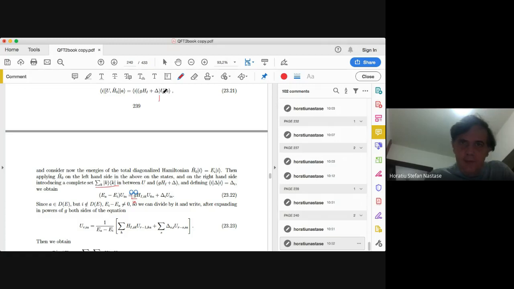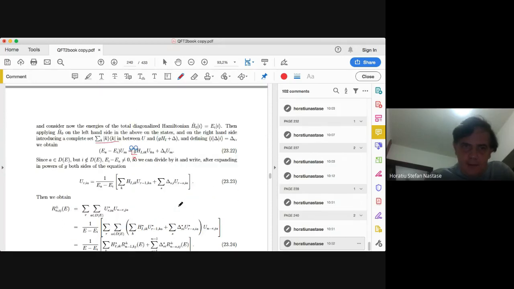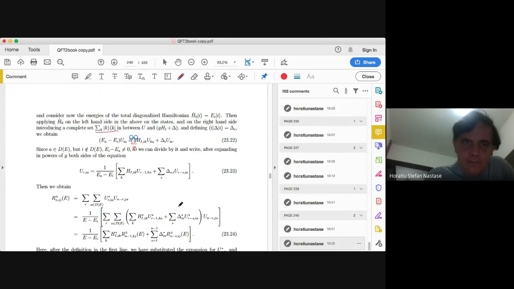And then again, I'm left with u between I and A, so u I A. So I get this equation. Now A belongs to the domain of E, but I doesn't belong to the domain of E. Which means, as before, that e_i minus e_a is non-zero. So we can divide by it. I can divide this equation by it, and then I get u_ia is equal to this divided by e_a minus e_i.